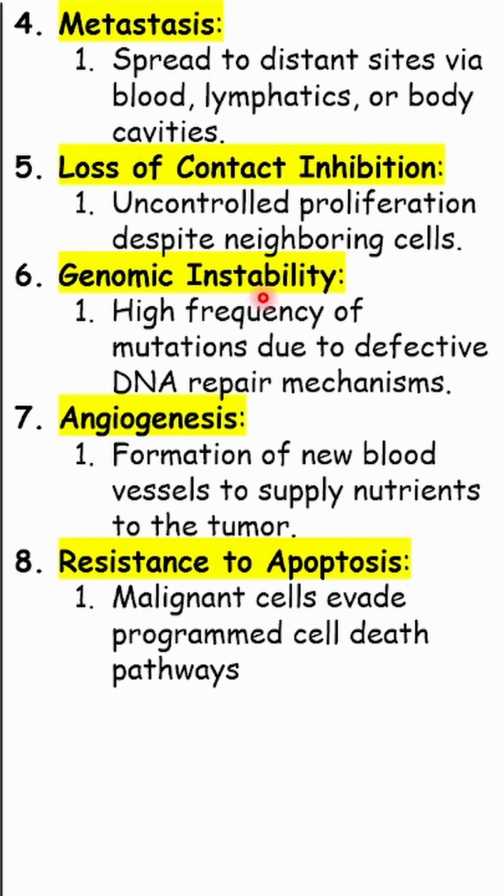Then there is genomic instability, and all these abnormal things that we talked about, that a cell is growing and proliferating and somehow becoming anaplastic, is because of some kind of genetic instability or any kind of mutation, or damage in the DNA repair mechanisms.